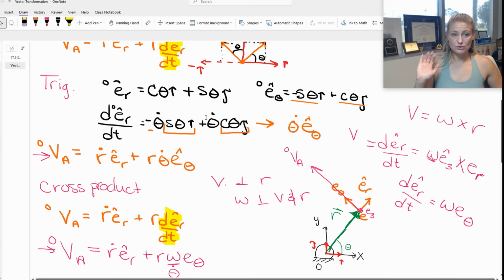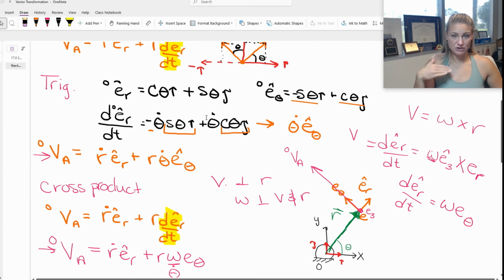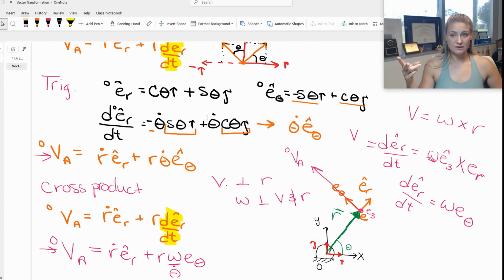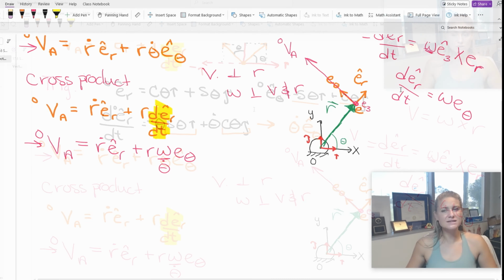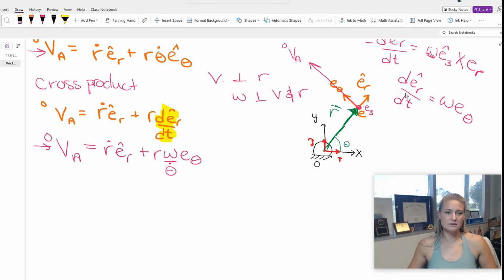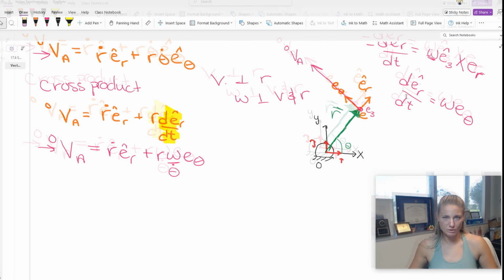So you can take a derivative of the unit vector after you project it from one frame to another, or you can take the two vectors that are known and cross them. The cross product is shorter, but you can't always use it. Sometimes you will need to use trig, so it's good to know both, and it's good to be comfortable with both. So I hope that helped, and that gives you a new tool to put in your toolbox to help you with your engineering problems.